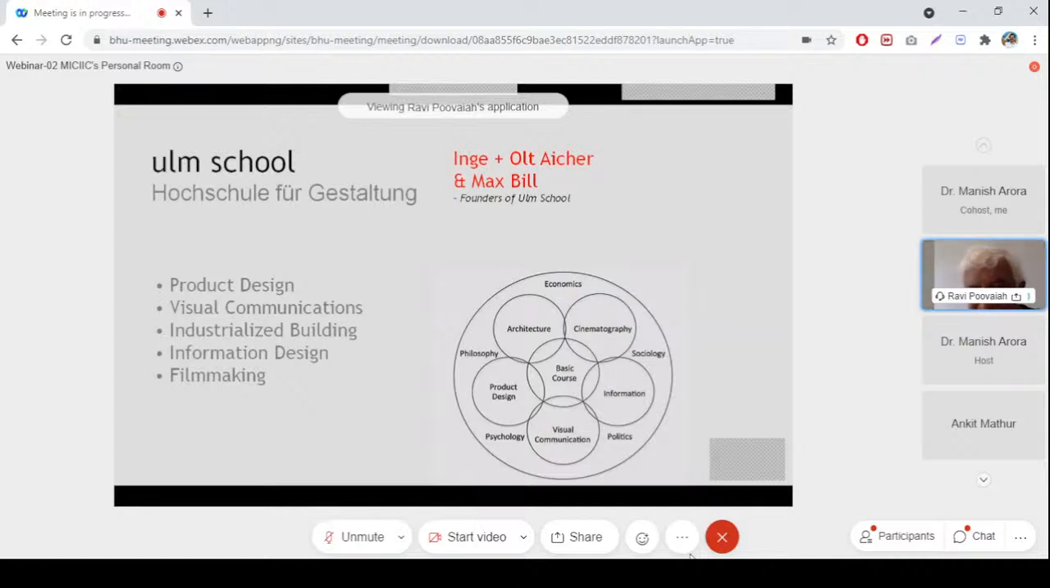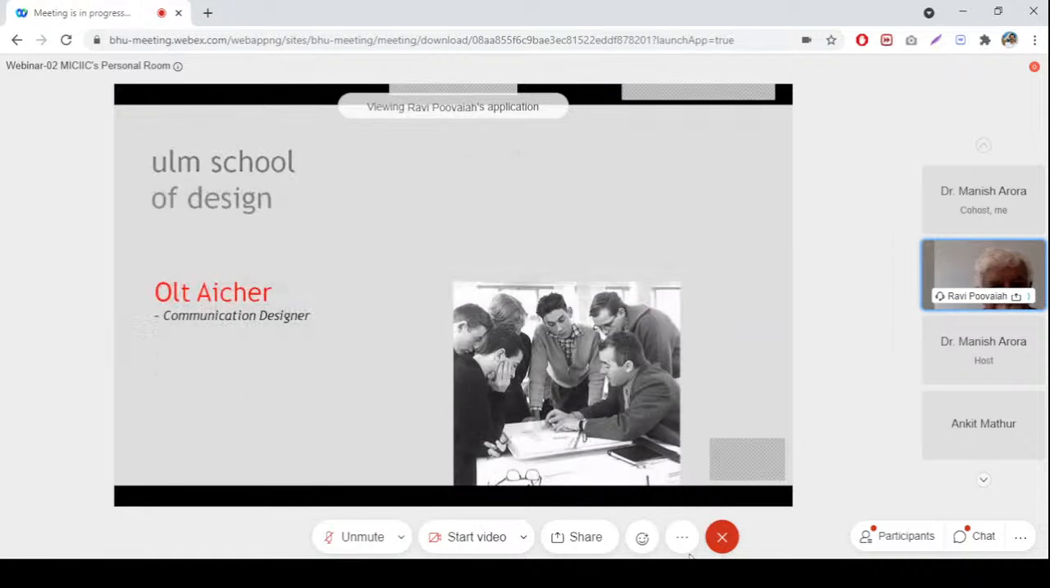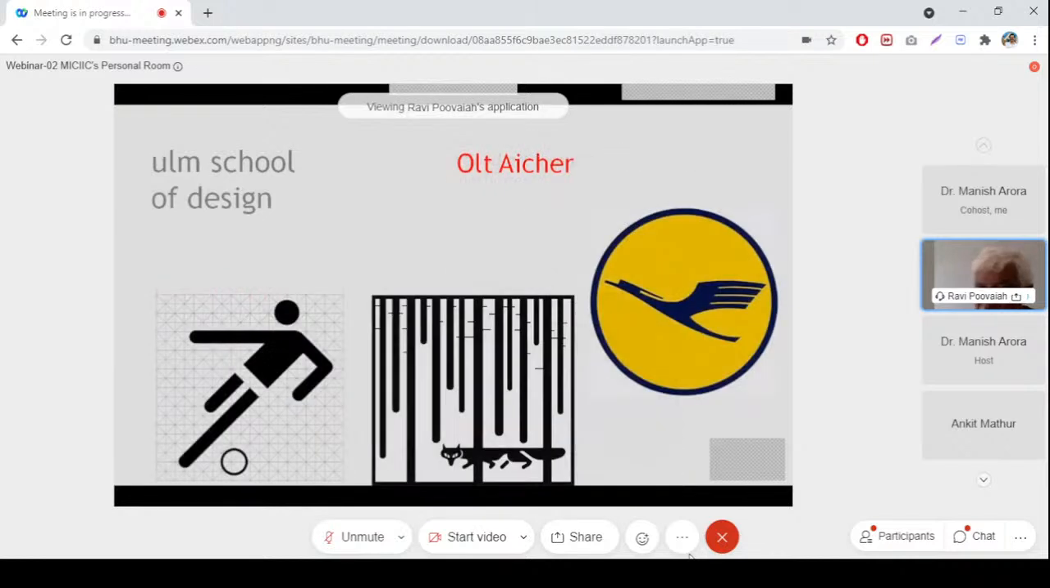And if you look at their structure of academics, suddenly psychology, philosophy, economics, sociology, and politics become very important. They said that the grounding of human thinking should lie in this, and then you connect it with the core design subjects, with the basic course on understanding the fundamentals of design in the center. So you can see here Aicher with the students. Good art inspires, good art motivates. He was also a very good designer.